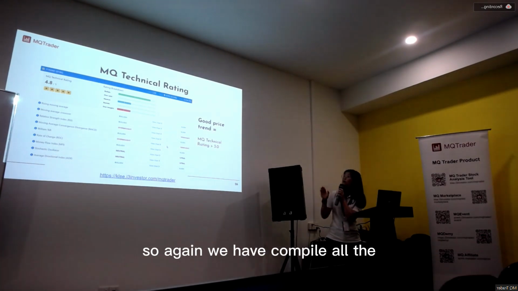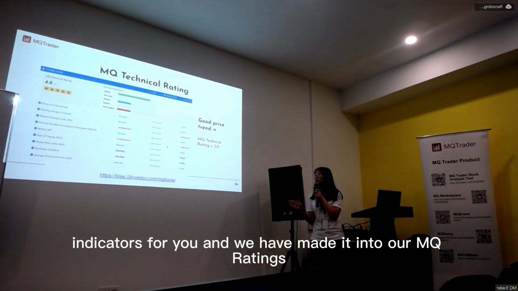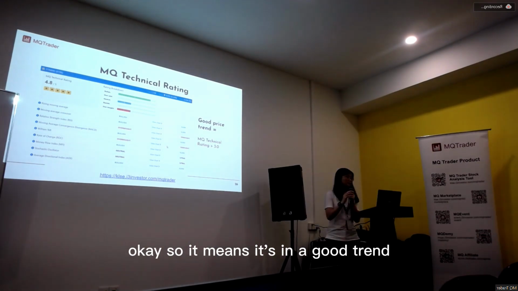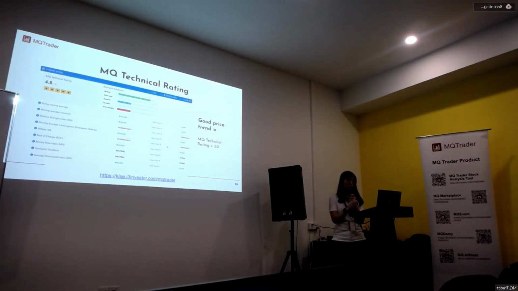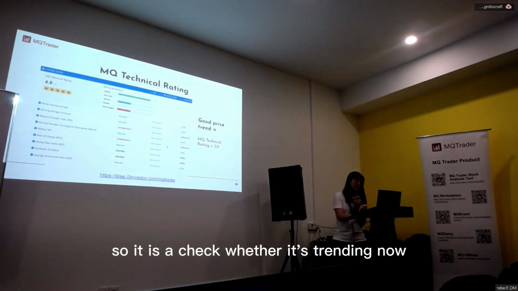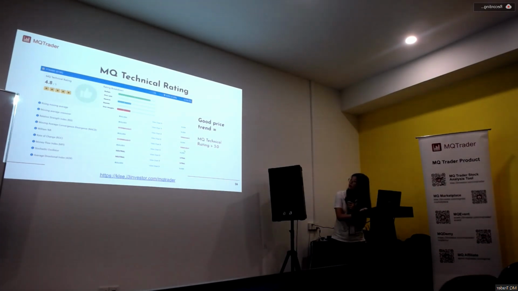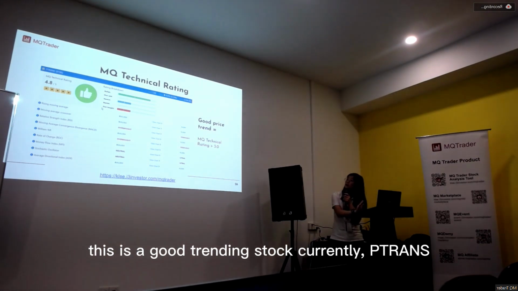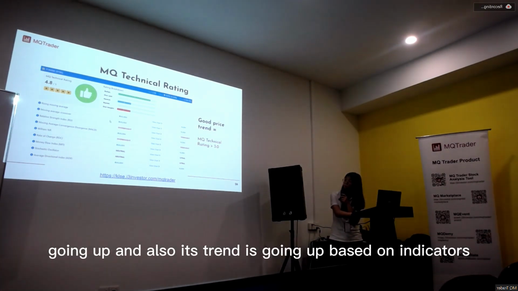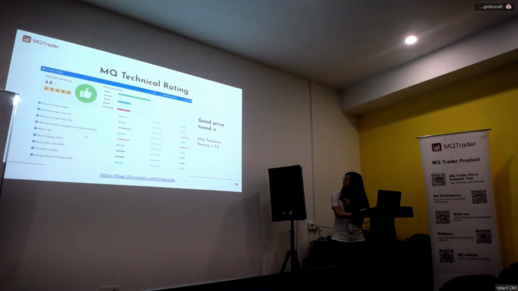Okay, so again, we have compiled all the indicators for you, and we have made it into our FQ ratings. For good technical ratings, it needs to be 3 and above. Okay, so it means it's in a good trend. A good stock may not be in a good trend, so we need to check whether it's trending now. Okay, this is a good trending stock currently. The trend is going up, and also its trend is going up based on the indicators that we found.